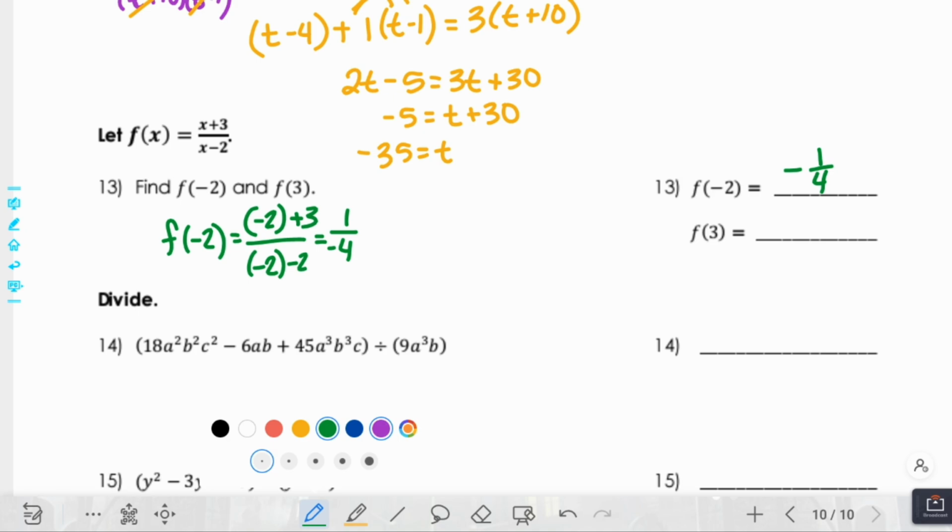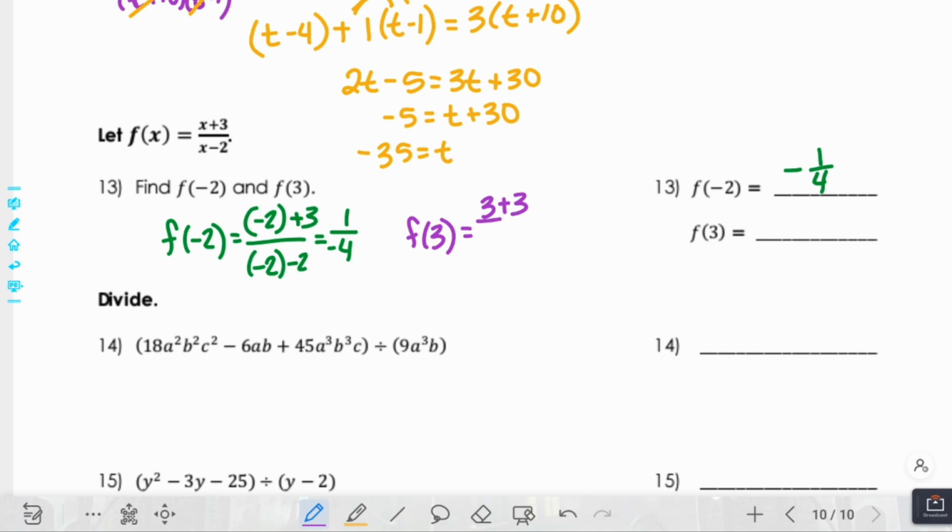For the other one, f of 3 means I'm going to do 3 plus 3 over 3 minus 2. That's going to give me 6 over 1, which is just 6. So f of 3 is 6. And you can do all of that on your calculator, so you don't technically have to show work.